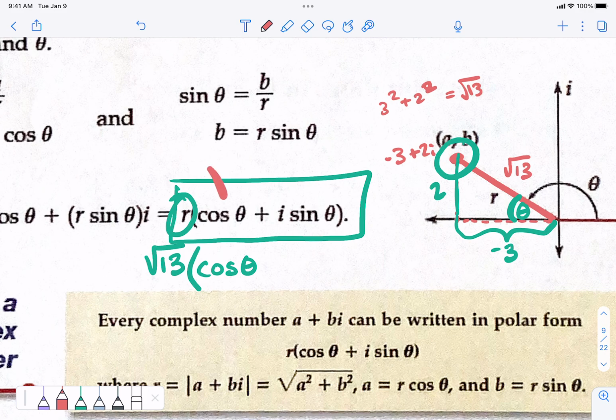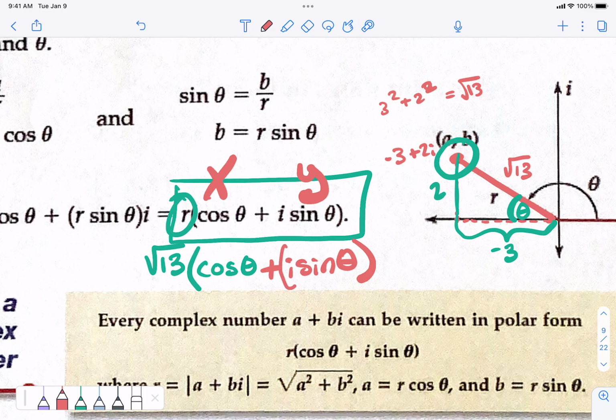That's x, the x coordinate, right? Cosine of theta is the x coordinate, plus i times sine of theta. And sine of theta represents the y coordinate, yeah? Good? Okay, so the square root of 13, parentheses, cosine of theta plus i sine of theta.